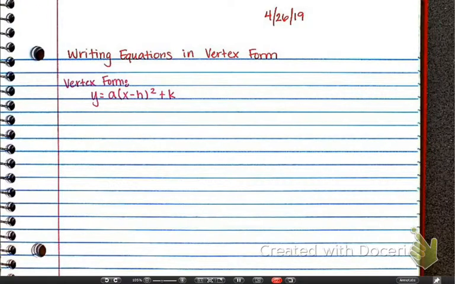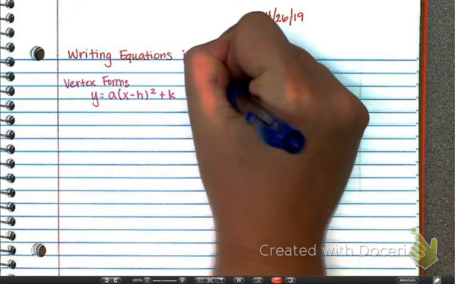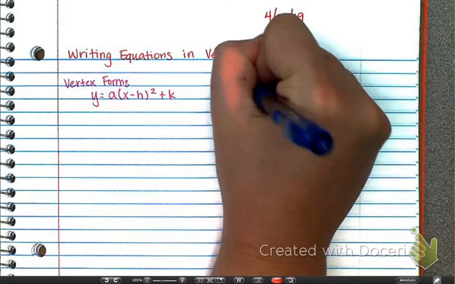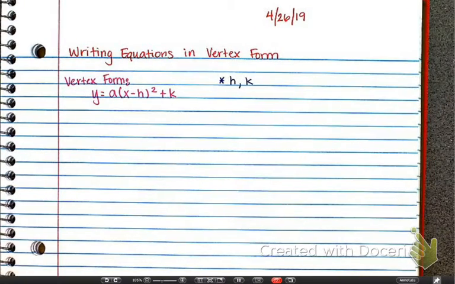What do we typically fill in? So I need someone to tell me what is typically filled in. What information do we normally have for vertex form? Connor. The vertex, so we know the H and the K. That's important because that helps us figure out everything else. Is there anything else that's typically filled in?